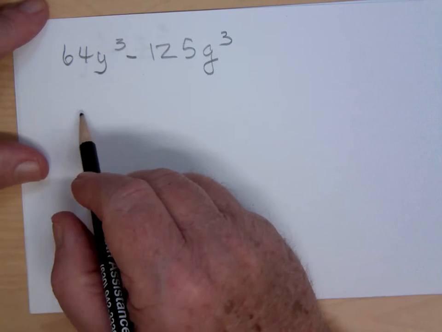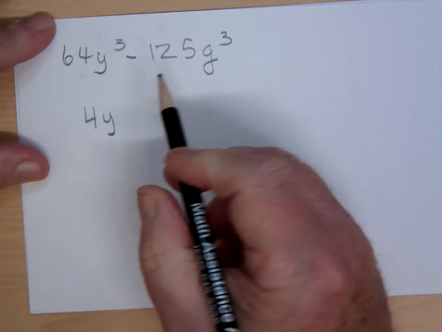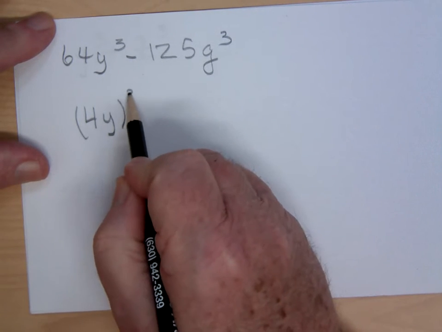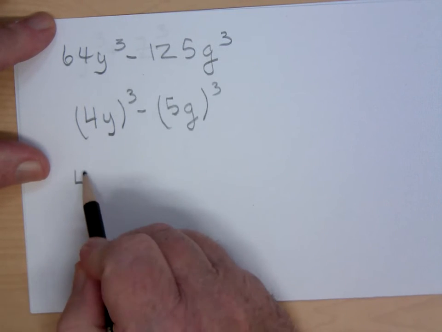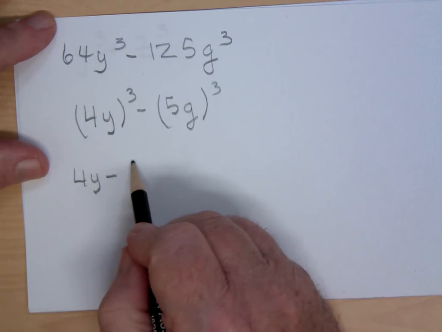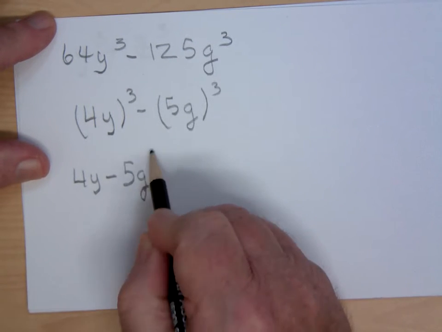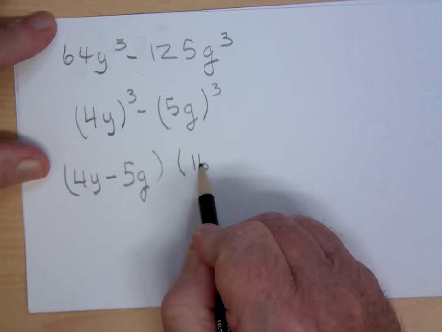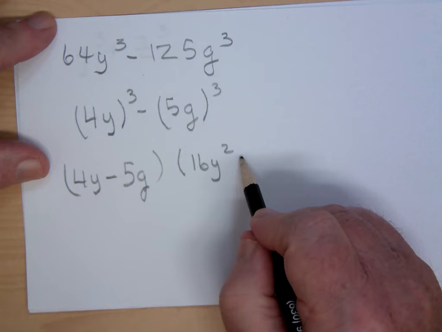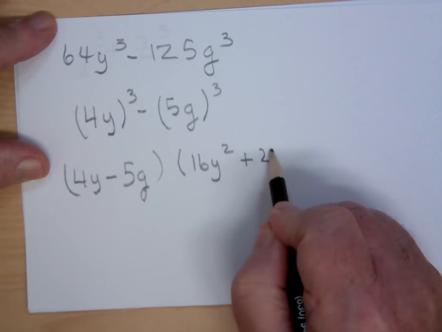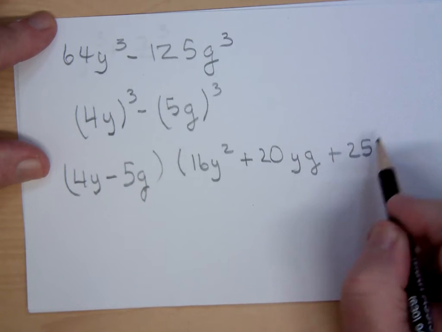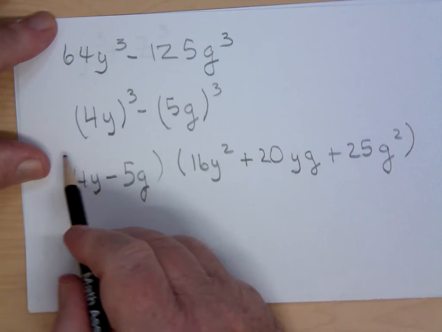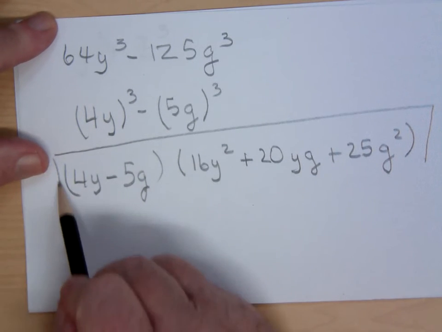This is going to be 4y whole thing cubed minus 5g whole thing cubed. So this is going to be 4y minus 5g times 16y squared, and then plus 20yg, and then plus 25g squared. So that would be the answer to that problem factored.